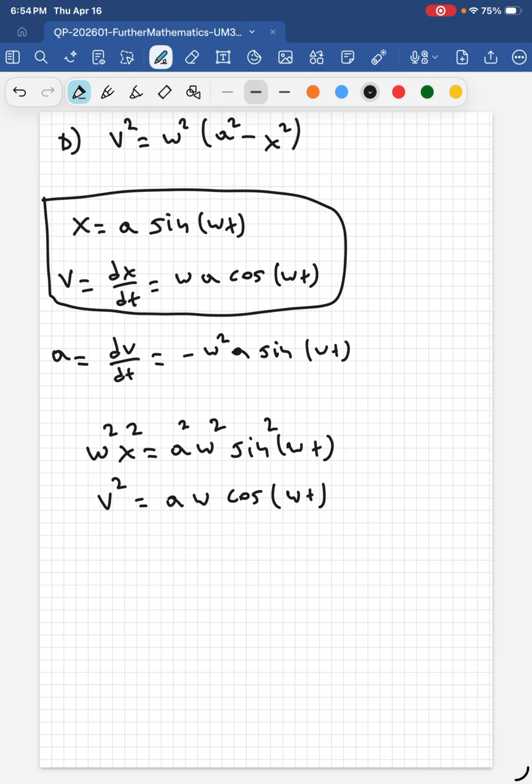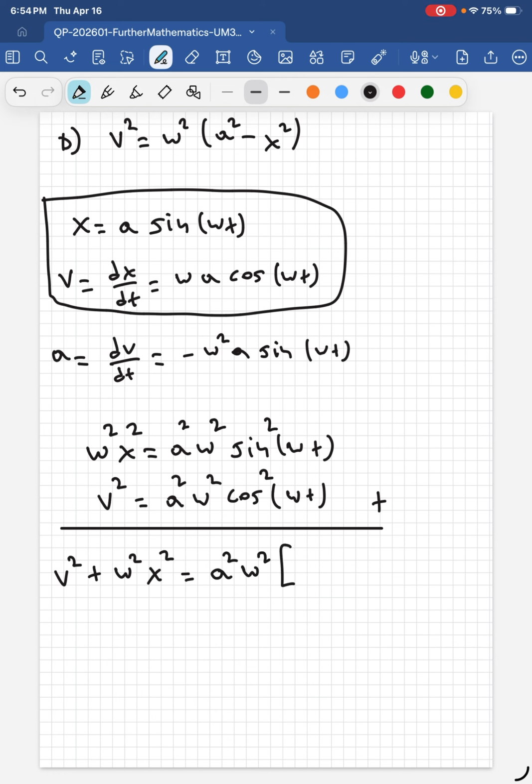And I can add these things. In the left-hand side, I will have v squared plus omega squared x squared is equal to A squared omega squared times sine squared omega t plus cosine squared omega t, which adds to 1, okay? I use these square brackets to distinguish from the curly brackets, whatever. So we get that v squared is omega squared times A squared minus x squared, okay?